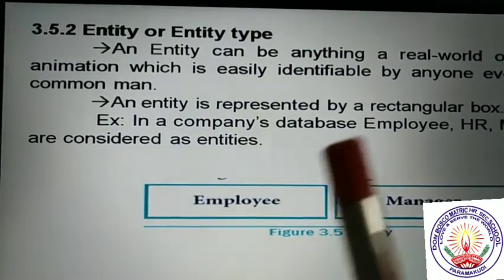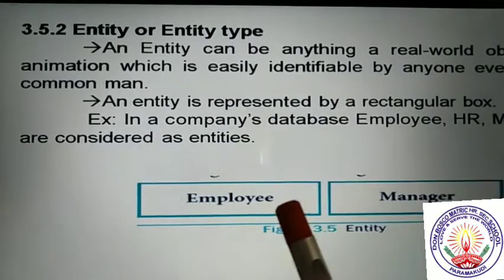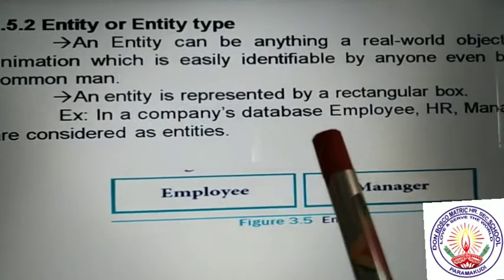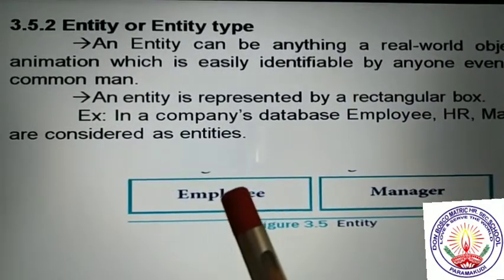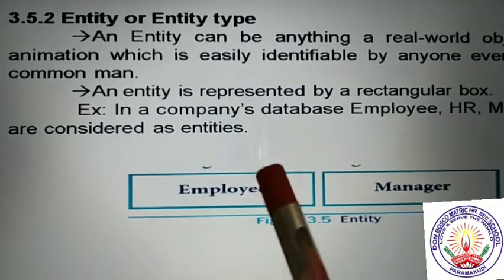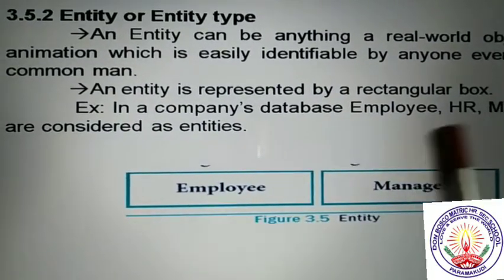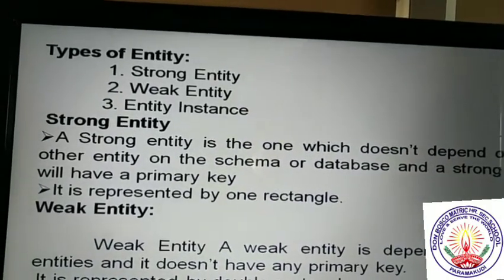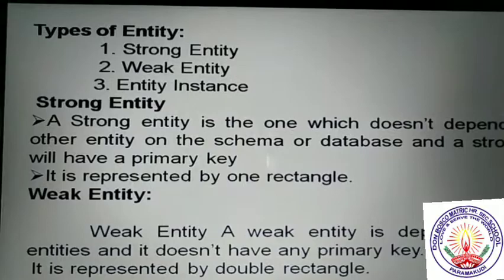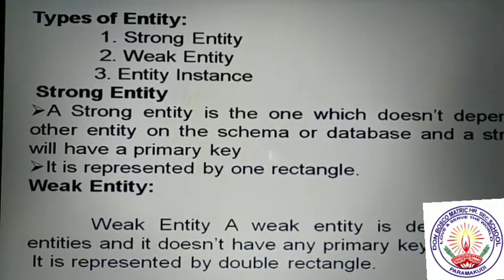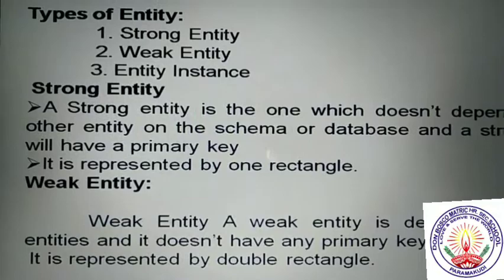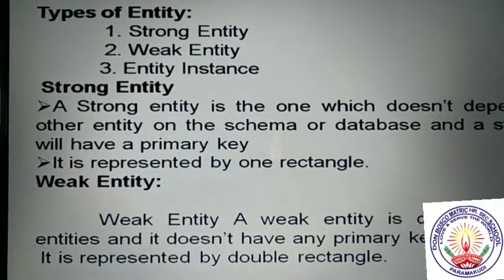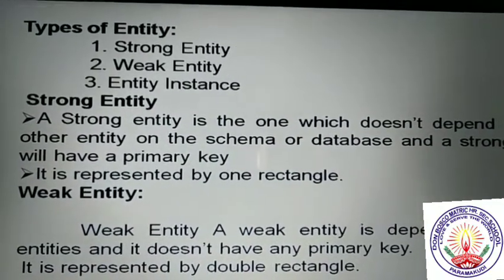So the entity or entity type is basically a real world object which is easily identifiable by anyone, even by a common man. An entity is represented by a rectangular box. And next, when we create entities, we follow three different ways: first the strong entity, then the weak entity, and the last one, entity instance.